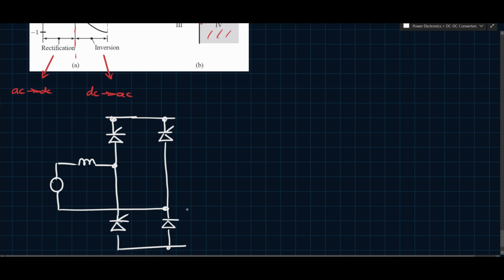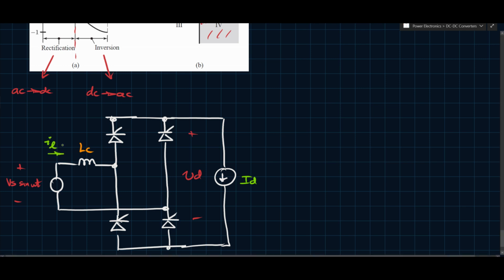So we have this circuit again. These are all SCRs, so they have their gates. And again, I'm just going to assume that there is some current. I don't care what the value is, I just care that it's some constant ID. And I'm going to have a voltage here, VD, and that's going to be Vs sine omega t. And I'm going to call this thing here LC, as we did in the past. And I'm going to call this thing here IL.